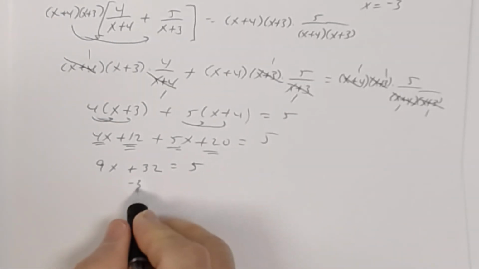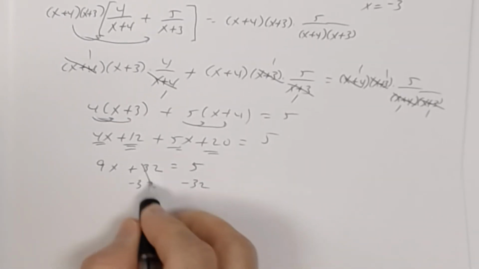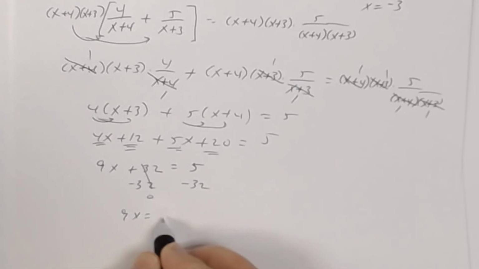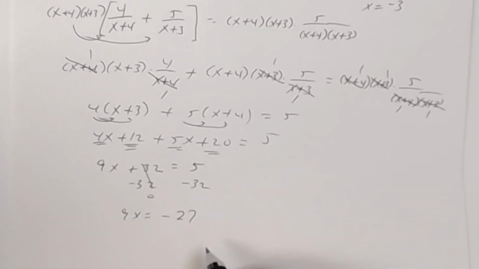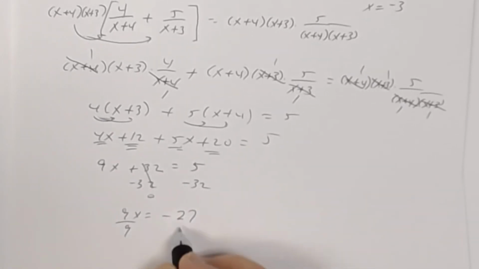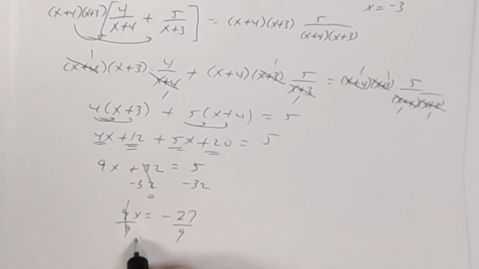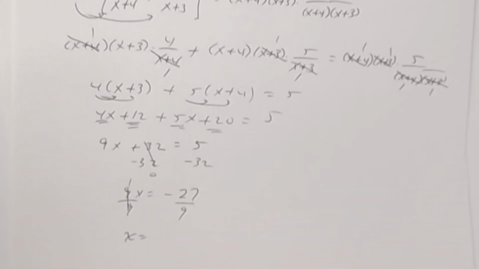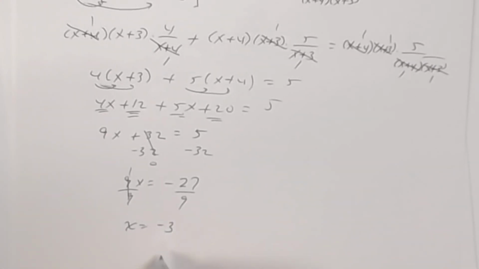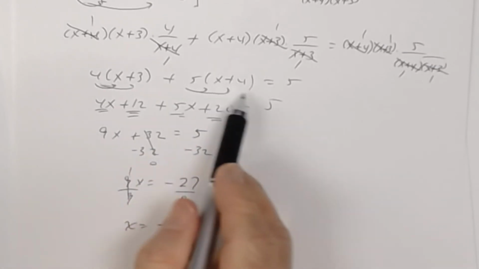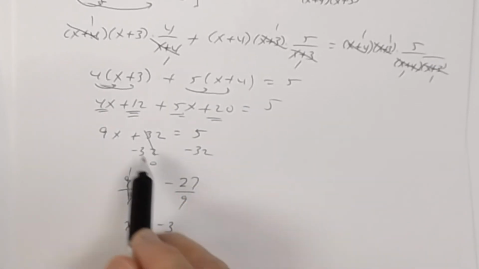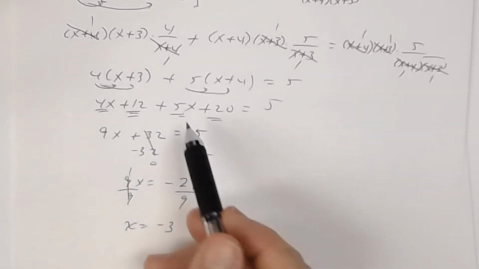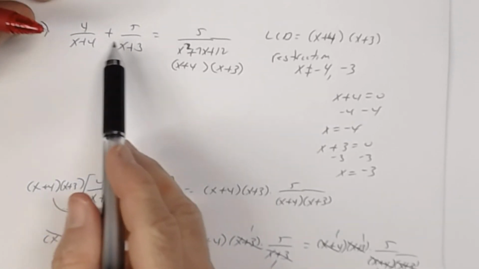Subtracting 32 from both sides. Combining like terms, I get 9x equal negative 27. Divide both sides by 9 to get x by itself. So 1 times x is x, and negative 27 divided by 9 is negative 3. All right, now negative 3 is a solution to this linear equation. All these linear equations here. But the question becomes, is negative 3 a solution to the rational equation?